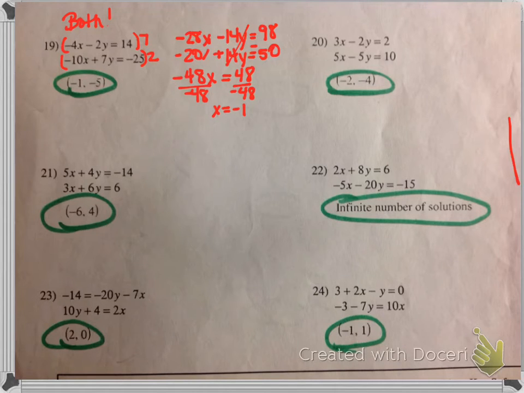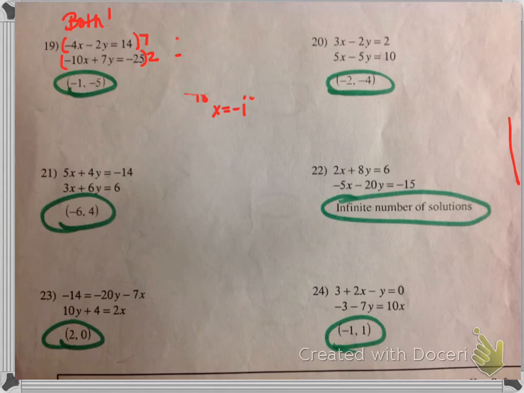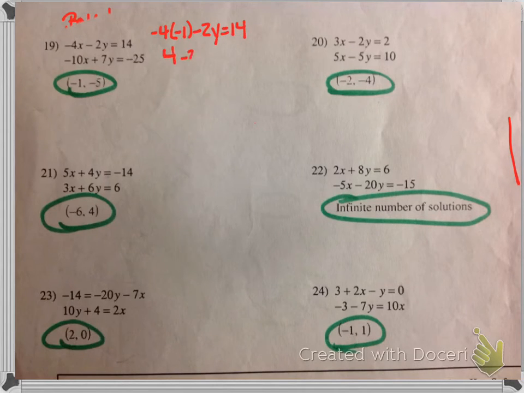So take a minute and look at that. I'm going to substitute that negative 1 in for x. Make sure that this time it goes in for x. So then positive 4 minus 2y equals 14. And then I'm going to move that 4 over.